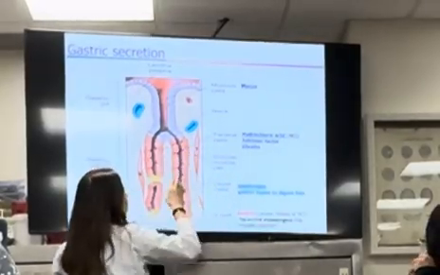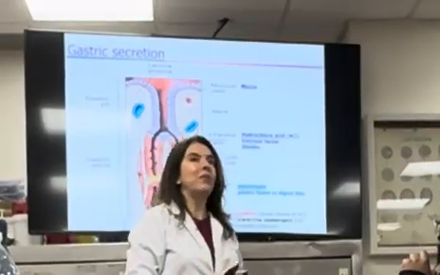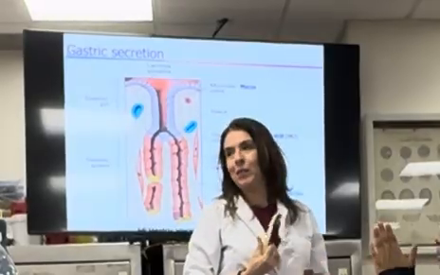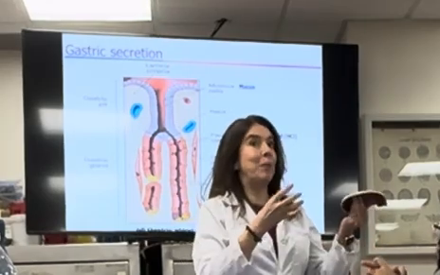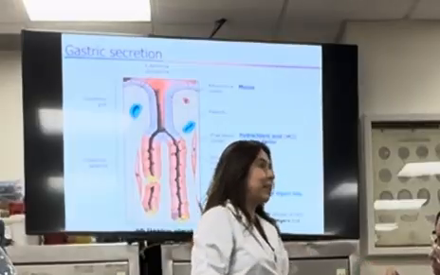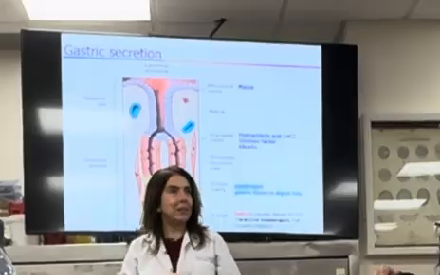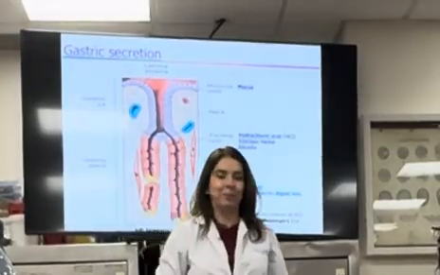Parietal cells secrete hydrochloric acid. What is the importance of hydrochloric acid? Why do we need hydrochloric acid in the stomach? To digest lipids and proteins. So, for example, let's say you eat a piece of steak, right? After a few hours of being in contact with hydrochloric acid, it's going to break into small pieces. Okay, so that's a very potent acid.